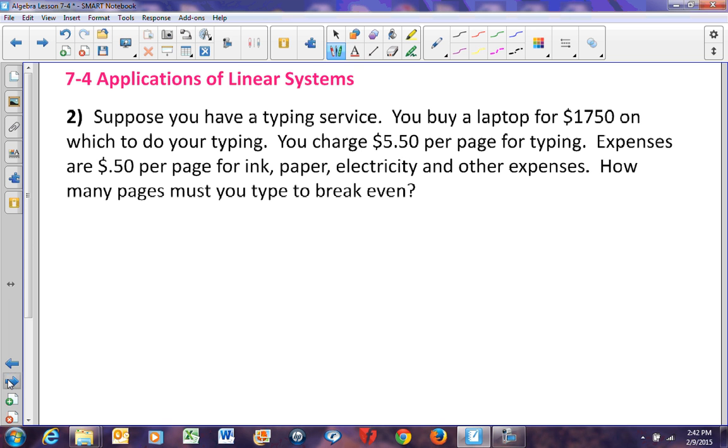You charge $5.50 per page for typing. Expenses are 50 cents per page for ink, paper, electricity, and anything else that might incur. How many pages must you type to break even? This is a break-even type of problem.